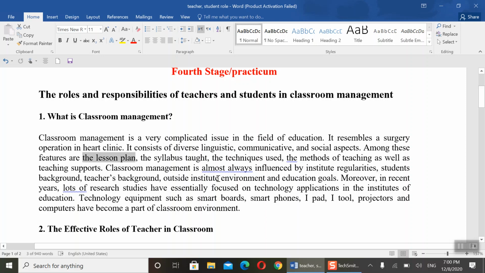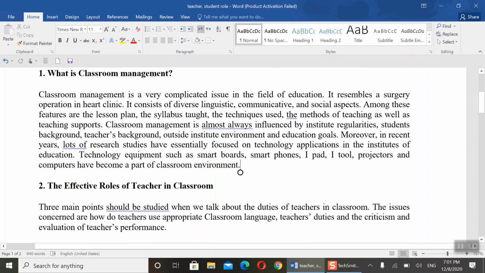Classroom management is almost always influenced by institute regularities, students' background, teachers' background, outside institute environment and education goals. Moreover, in recent years, lots of research studies have essentially focused on technology application in the institutes of education. Of course, we have some changes. Now we have coronavirus and we have a shift in the methods of teaching and education. Technology equipment, for example, now we have smart boards, smartphones, iPads, projectors, computers. Programs and apps have become part of the classroom environment. This is what classroom management is.